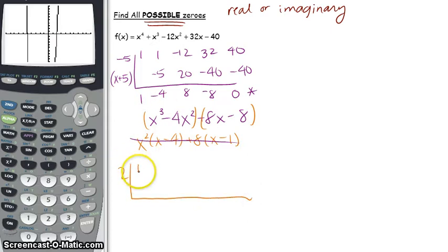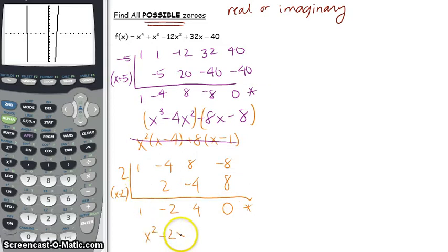So a 2, and then we have 1, negative 4, 8, and negative 8 from our synthetic division before. Bring down the 1, 2 times 1 is 2. Add those together to get negative 2. Multiply those to get negative 4. Add those together to get 4. Multiply those, 8. Left with 0. Oh, 2 is a solution, is a 0 here. So that gives us the factor of x minus 2. So then from here, we're going to have to write it out as x squared minus 2x plus 4.